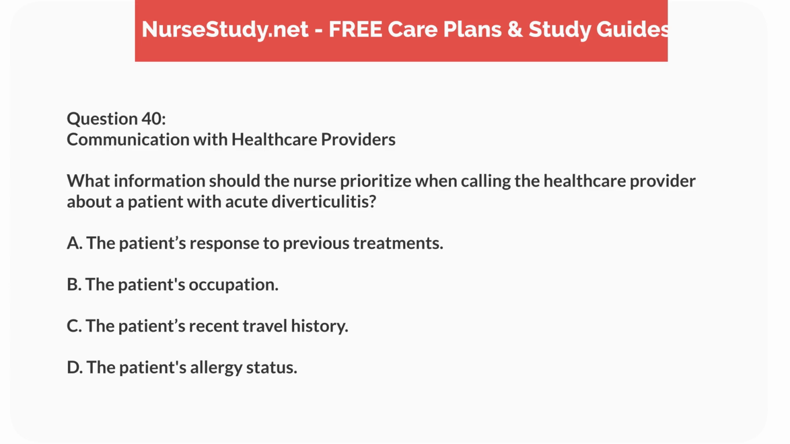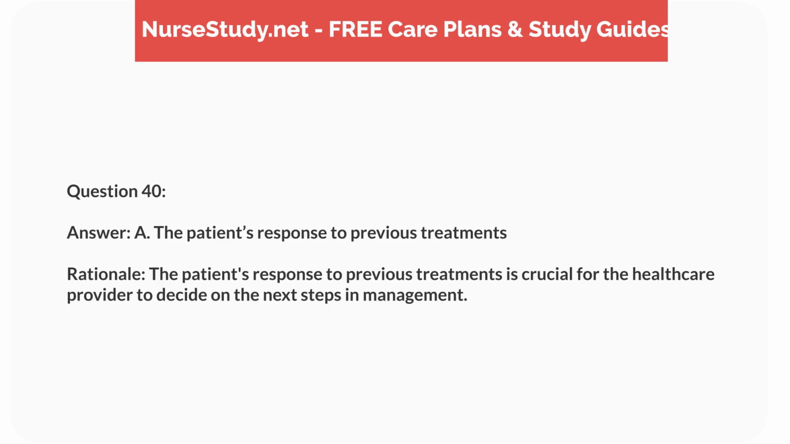Question 40. Communication with healthcare providers. What information should the nurse prioritize when calling the healthcare provider about a patient with acute diverticulitis? A. The patient's response to previous treatments. B. The patient's occupation. C. The patient's recent travel history. D. The patient's allergy status. Answer: A. The patient's response to previous treatments.